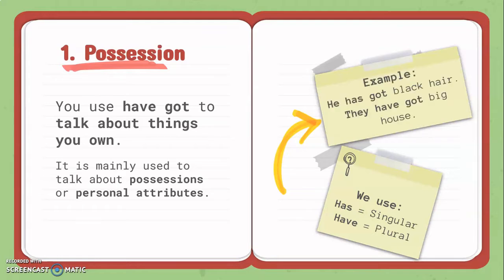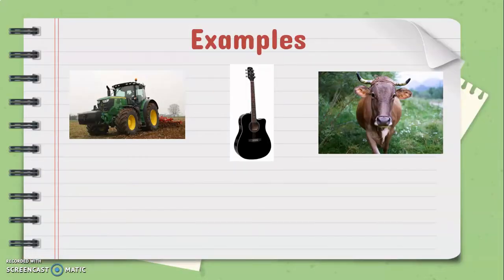Let me give you some examples here. He has got black hair. He is a pronoun which is singular, so it takes a singular verb. And next, they have got a big house. So we have they, the pronoun which is plural, so we use the plural verb have in here. So this is the rule that you need to follow. Before we proceed, let me give you some examples.